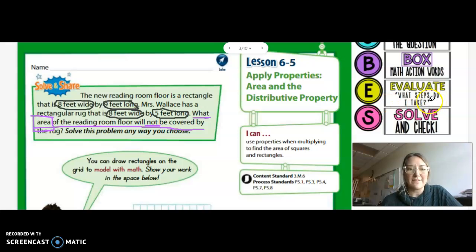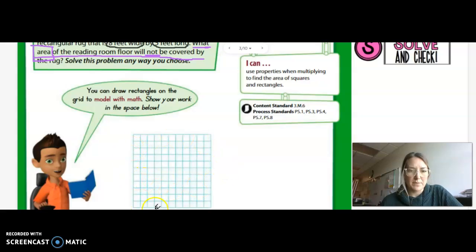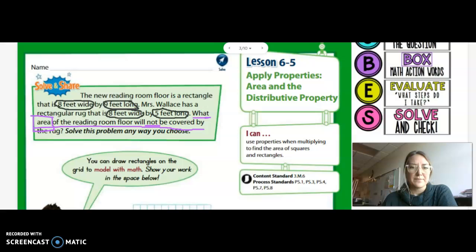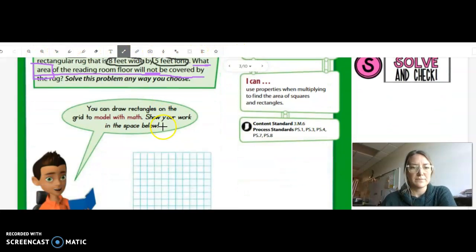Then we need to evaluate and solve. So they gave us a picture that is called a graph. It gives us a ton of unit squares so then we can draw out the rectangles on this graph. Now on your Class Kick, you have this option right here for a line. You may use this if you'd like to, if you are struggling to make a straight line, or you can use your writing tool. I'm going to use the line tool.